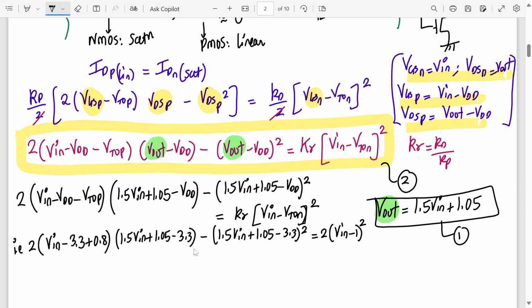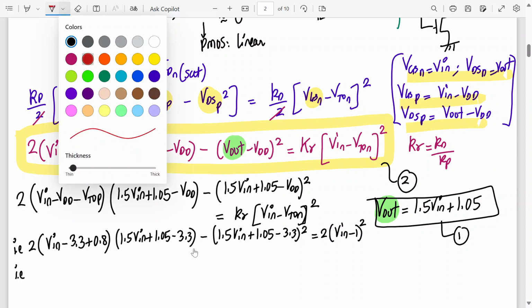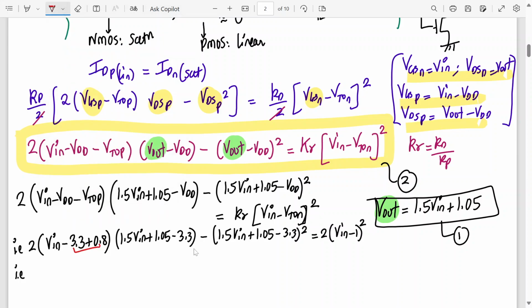So we'll absorb this 2 over here in the first bracket. So what do we get inside? What do we have? 3.3 plus 0.8, how much is it? I think 2.5, no? Minus 2.5. So if you put it inside, you will get twice V in minus 5. That's it. The first term is done.